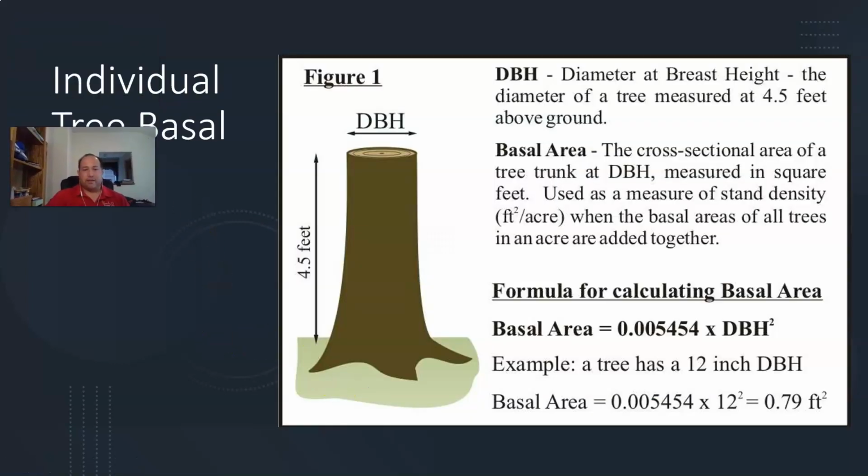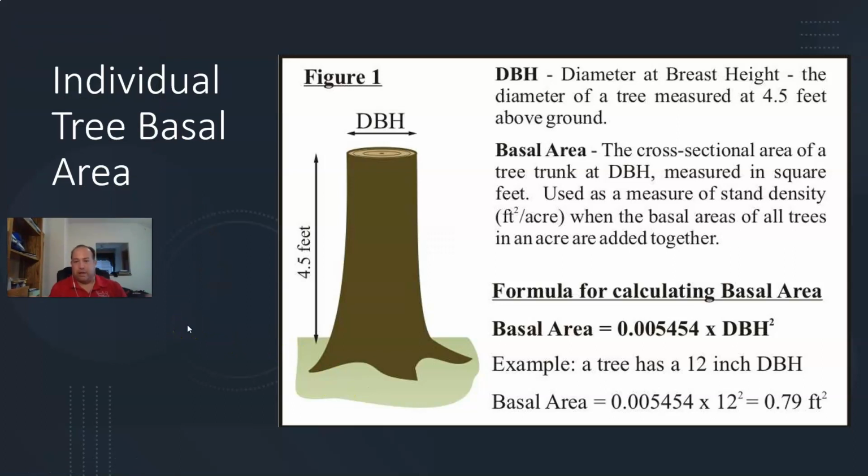So let's put this into an example. We know we're going to measure DBH, and we want to get basal area, which is the cross-sectional area at DBH. So we take our formula, 0.005454 times DBH squared. Let's say this is a 12-inch tree, so we take our tape, measure around the tree, put it together, and it landed on 12.0. Or if we're using 1-inch classes, maybe it landed on 12.3, and we called it a 12.